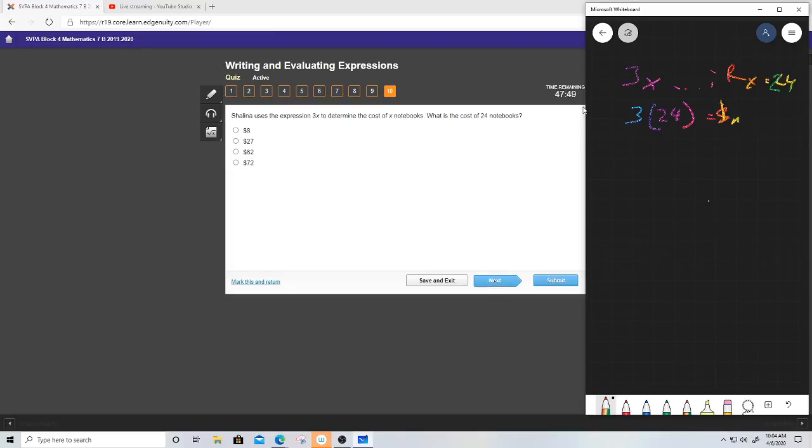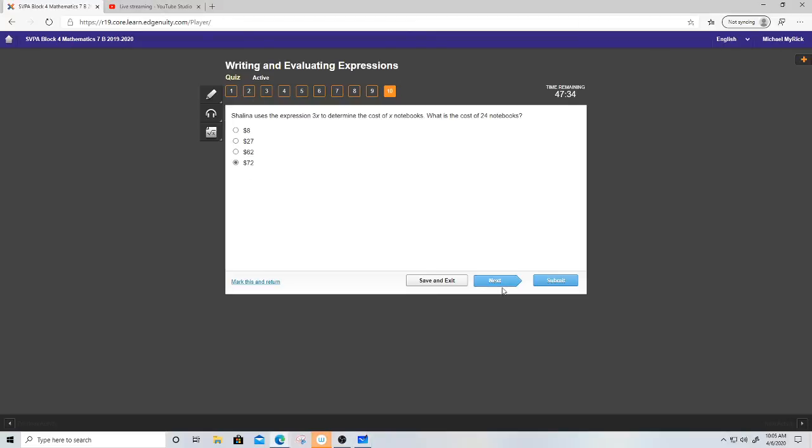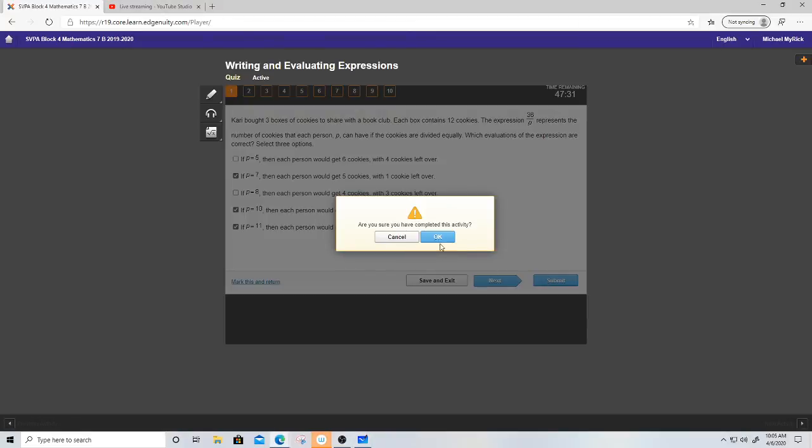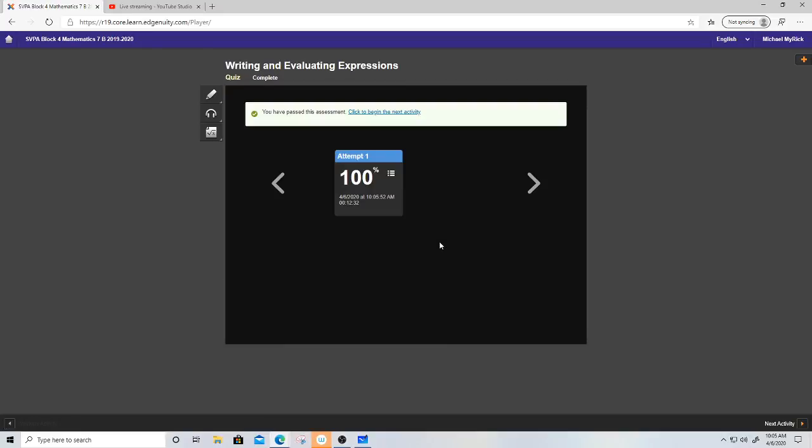So what is 3 times 24? Well, I mean, it's 72, but why not just make sure we get it right? Because we love to get 100%. 3 times 4 is 12. 3 times 2 is 6, and plus 1 is 72. And they have 72. And that is 100%, folks.